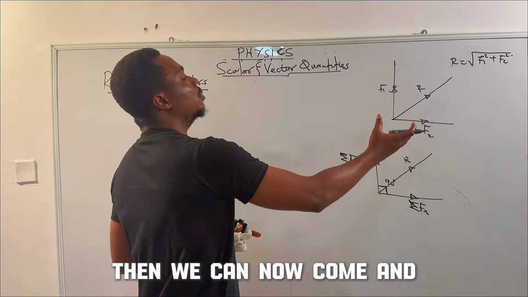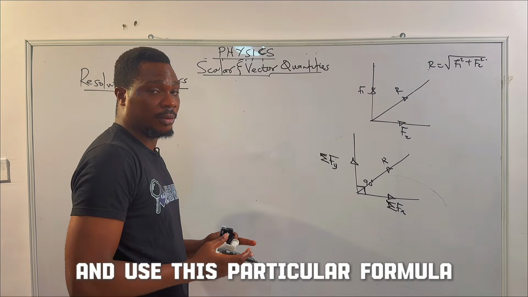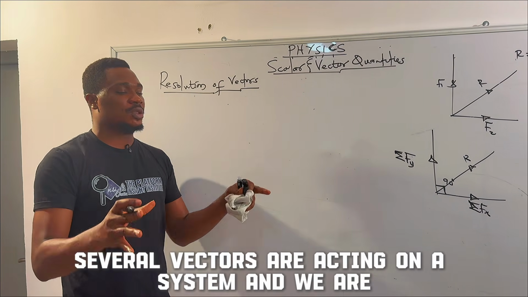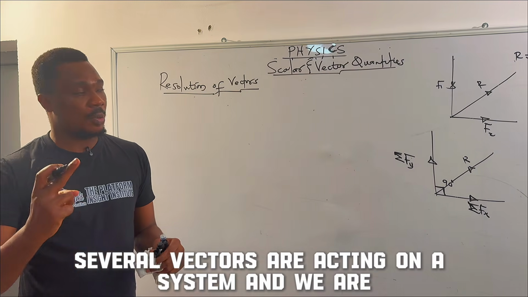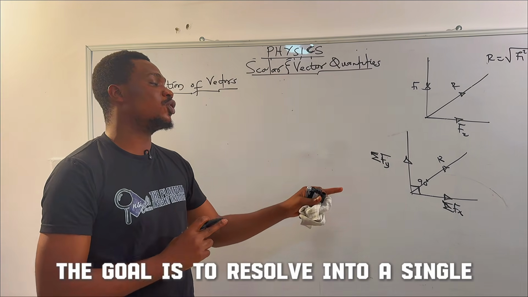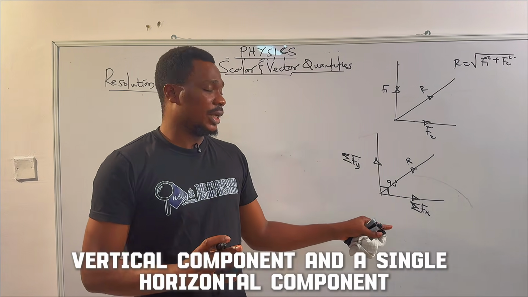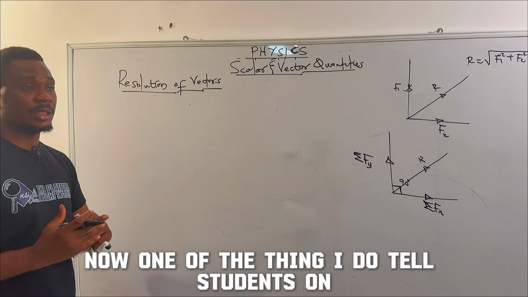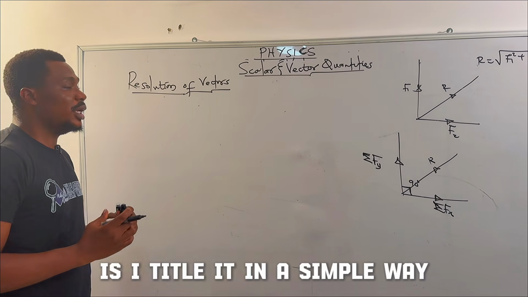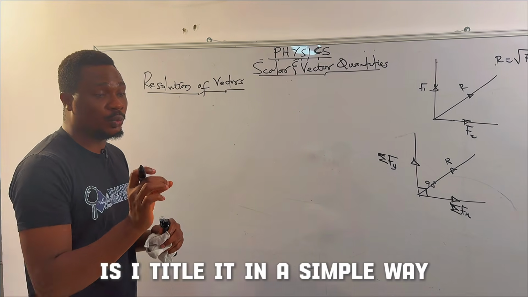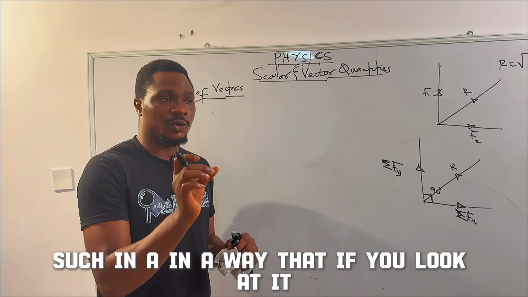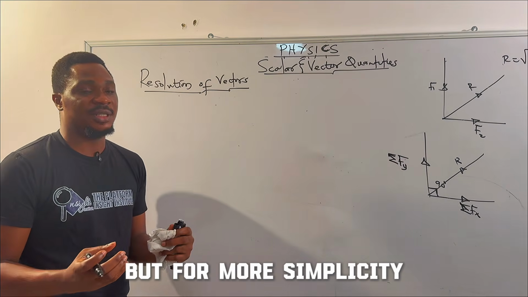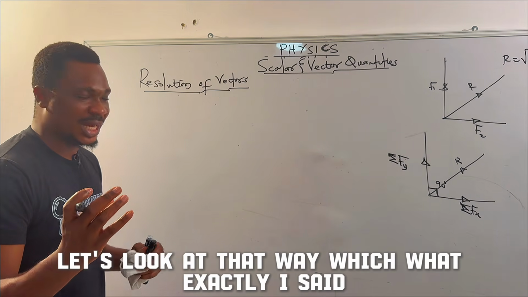Then we can now come and use this particular formula. So under resolution of vector forces, several vectors are acting on a system, and the goal is to resolve it to a single vertical component and a single horizontal component. Now, one of the things I do tell students, to make it much easier for us, is I title it in a simple way. There's no such term, but for more simplicity, let's look at it that way.